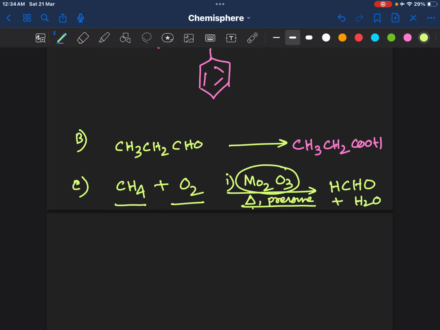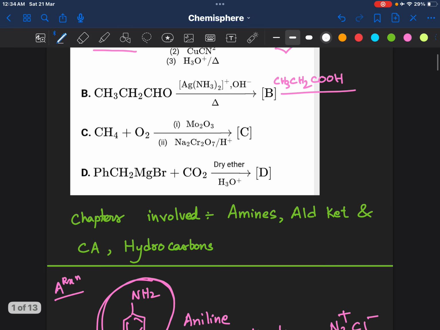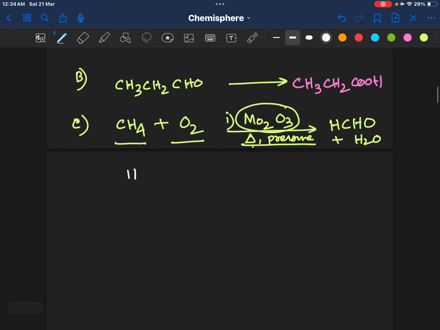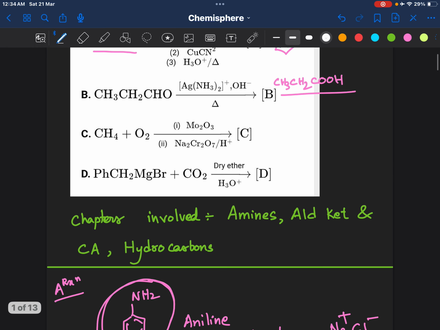Now let us look at what is happening. What's the second step in C? The second step is that we are taking Na2Cr2O7, sodium dichromate. If you remember, potassium dichromate is a very strong oxidizing agent. The same applies to sodium dichromate too, so it is also a very strong oxidizing agent. Therefore this HCHO in the presence of Na2Cr2O7 will be converted into the corresponding carboxylic acid having one carbon atom. So we will get HCOOH, methanoic acid. So C is methanoic acid.